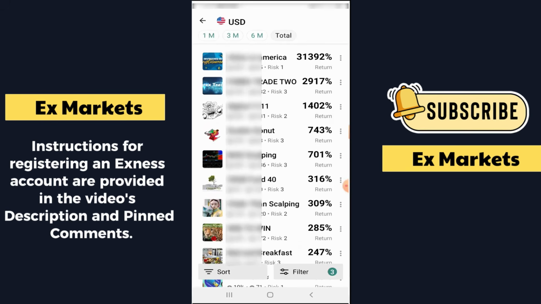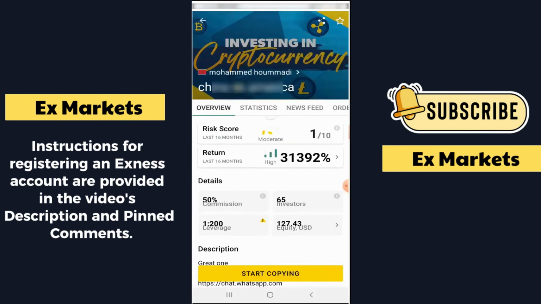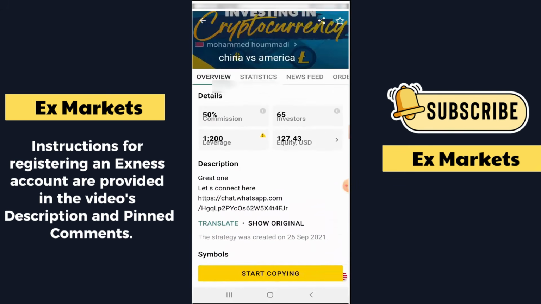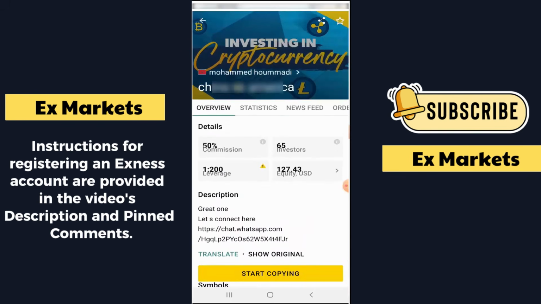When we filter like this, and we feel that this signal looks promising, we will delve deeper into it to learn more. So you will click on that trader. For example, I will click on the trader China with America. When we click on a trader, it will provide us with more detailed information about that trader. For example, here, this trader has a commission of 50%. Perhaps this is because this is a highly reputable trader, with low risk but high return, which is why they set such a high commission.